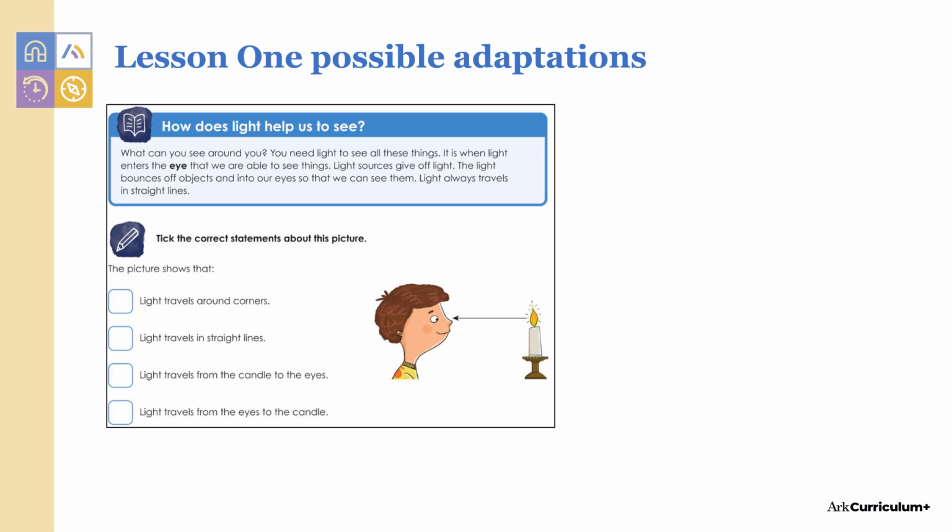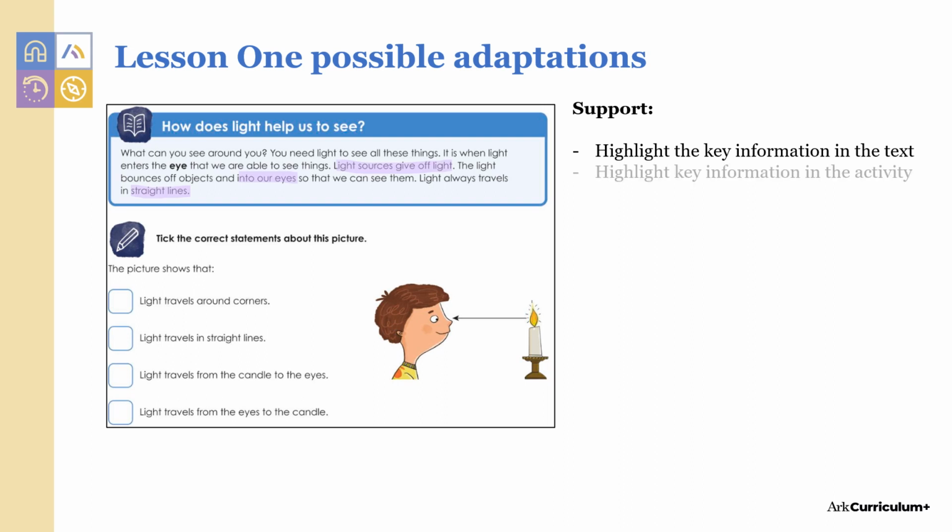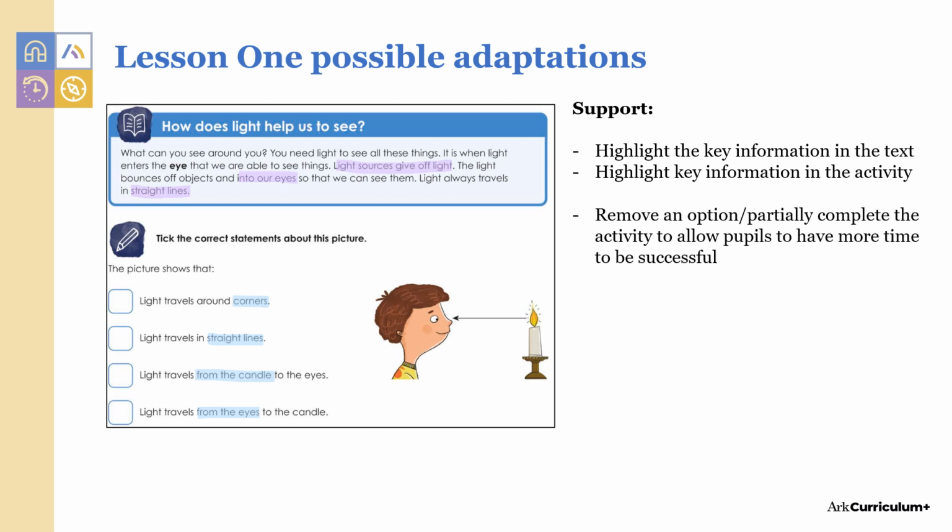In lesson 1, this retrieval activity asks pupils to use the reading section to tick the correct statements about the picture. To support pupils, you could highlight the key information in the text and/or highlight the key information in the activity. You could also remove an incorrect option or partially complete the activity to allow pupils more time to be successful.